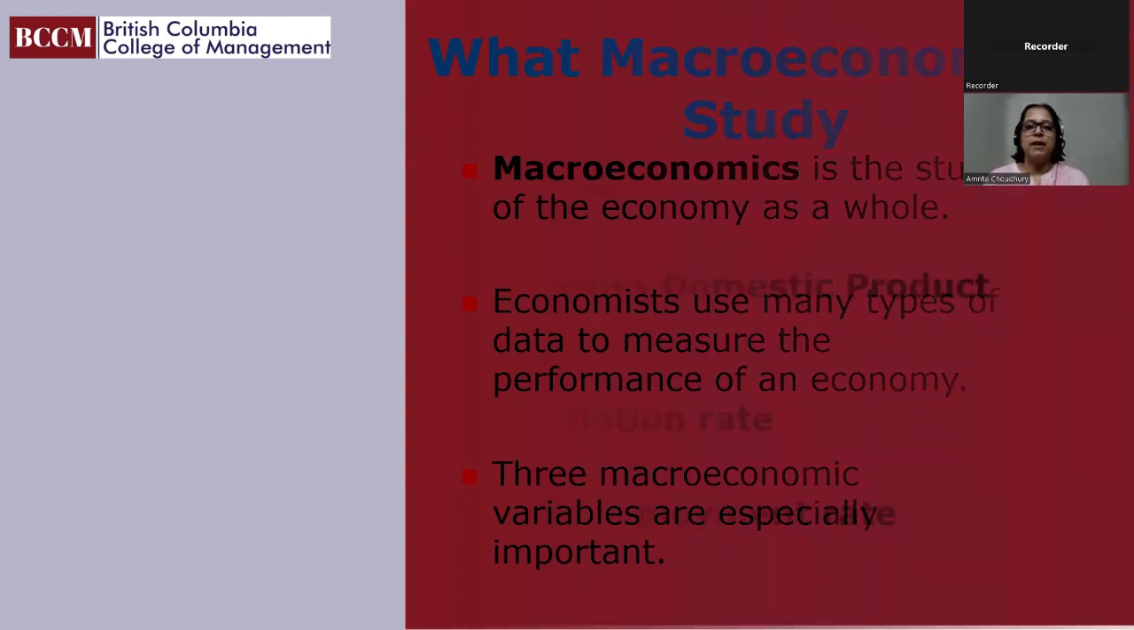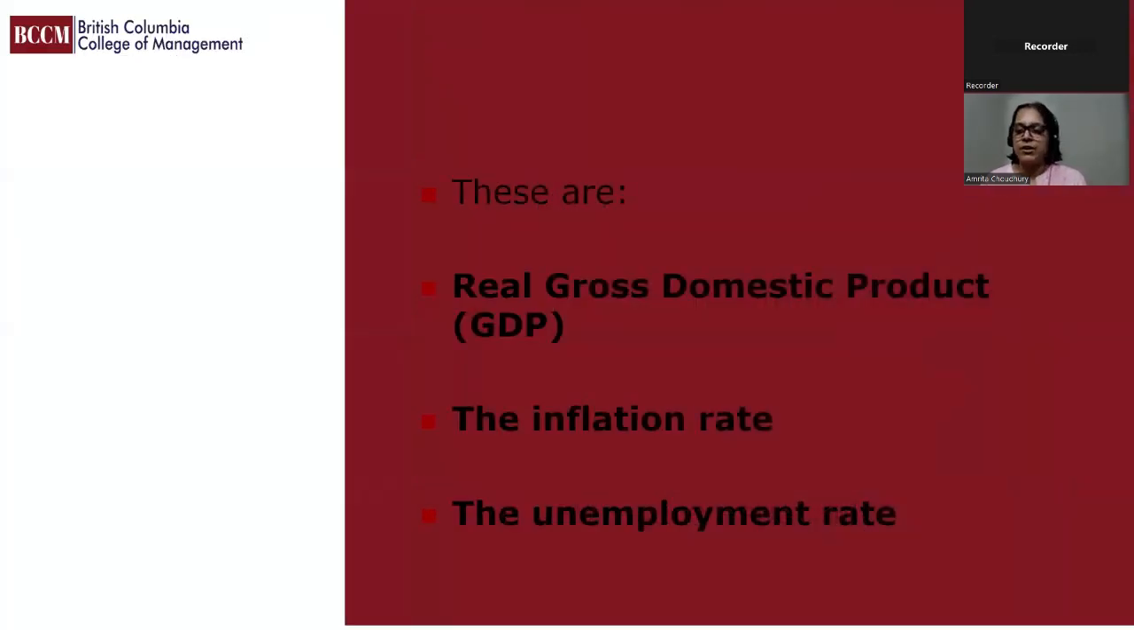Now, there are many macroeconomic variables, of which the most important are real gross domestic product, the inflation rate, and the unemployment rate. Now, what is GDP or gross domestic product? GDP is the total value of all final goods and services produced within the domestic boundary of a country within a given year. Now, this GDP can be measured in two ways. One is nominal GDP and the other is real GDP.